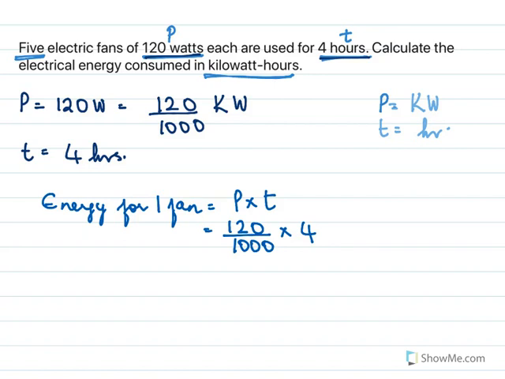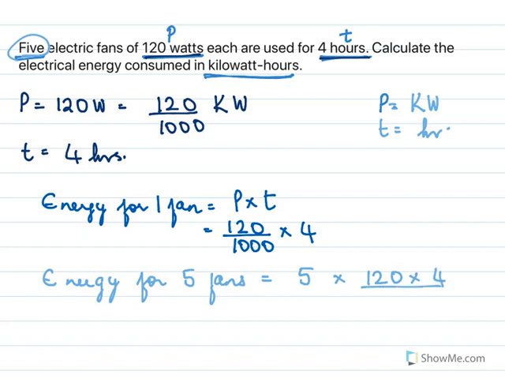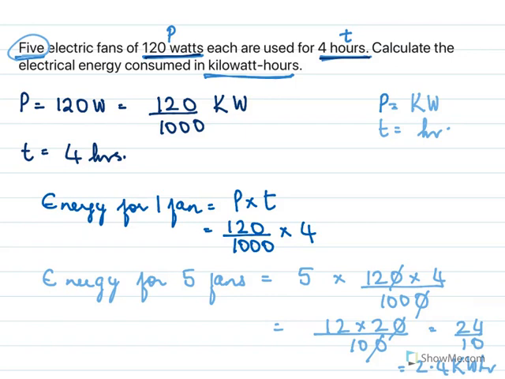But our sum is not for one fan. Our sum is for 5 fans. So energy consumed for 5 fans will be 5 into 120 into 4 over 1000. So you cancel this here, then you can do 12, 5 into 4 is 20 over 100, you cancel this too, here you get 24 over 10, and that is equal to 2.4 kilowatt hour.